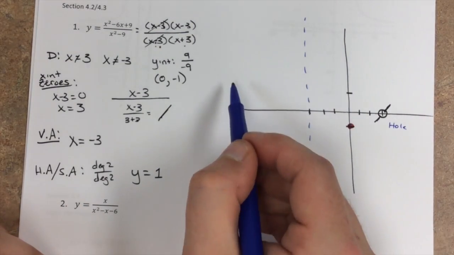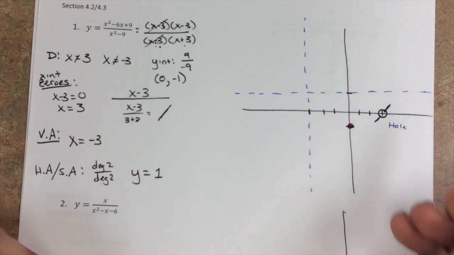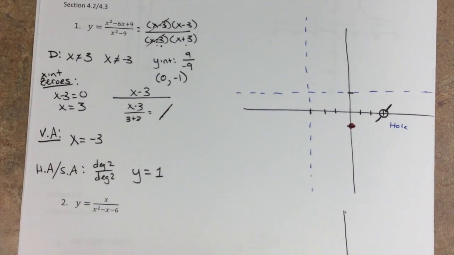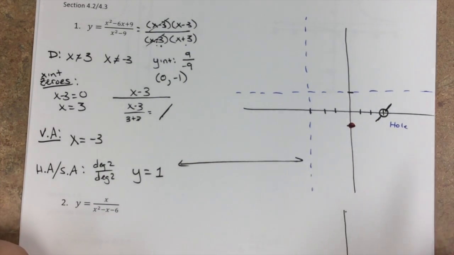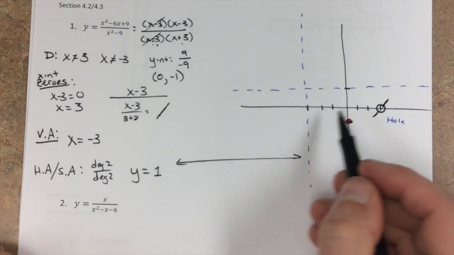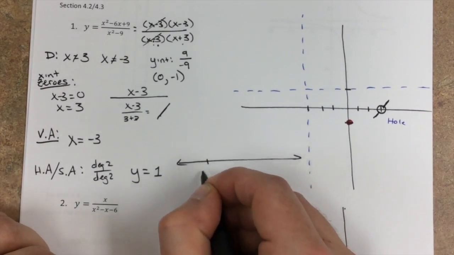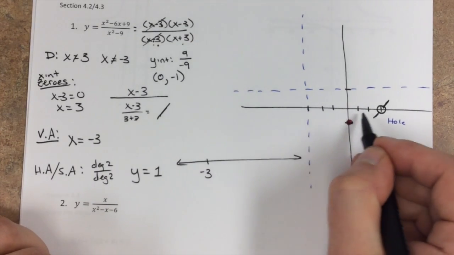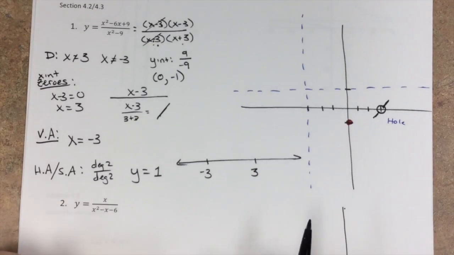So I'm going to put that on my graph. Go up 1 and draw a horizontal line through it. The last thing I need is to create my number line. And my number line is all of the key points that occur along the x-axis. So I have negative 3, and then I have positive 3. And you'll see what happens.